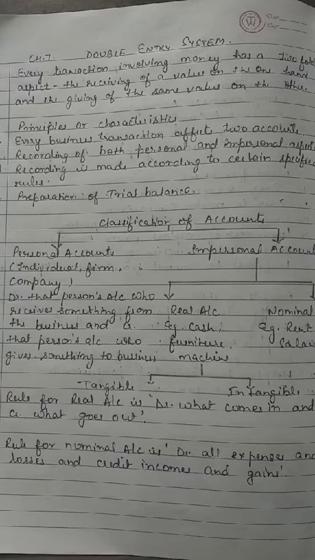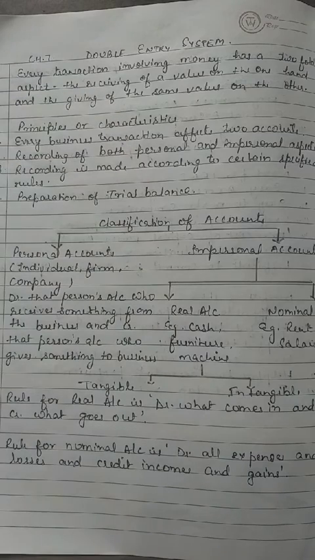So entry will become furniture account debit to cash account. Okay, now this real account can further be classified into tangible and intangible. So tangible real accounts are those which can be touched, felt, measured or purchased. Examples are stock, cash, furniture, land, building. It should be noted that bank is not a real account, but it is an artificial person since it represents the account of banking company.